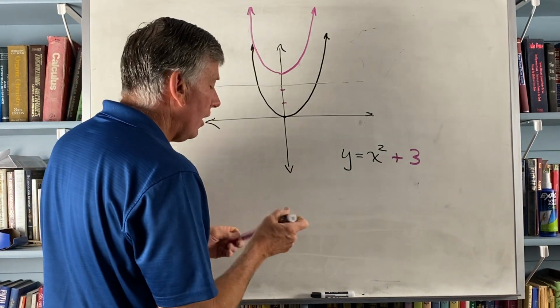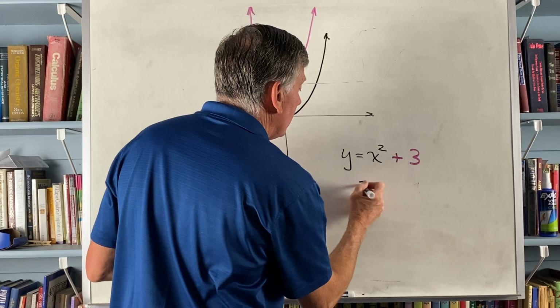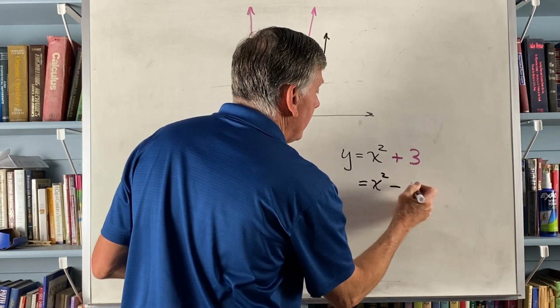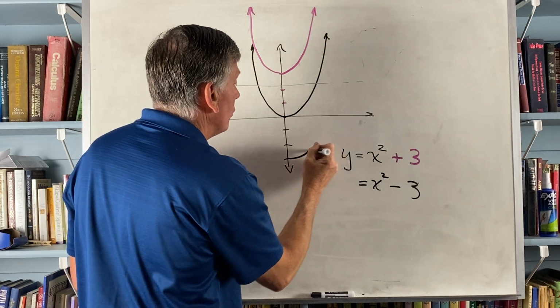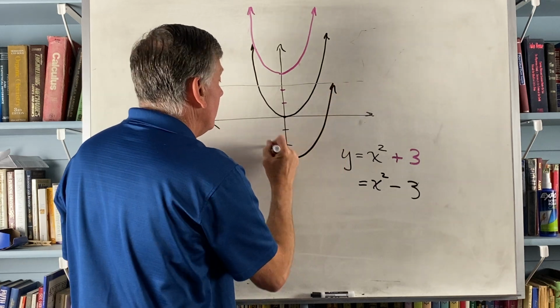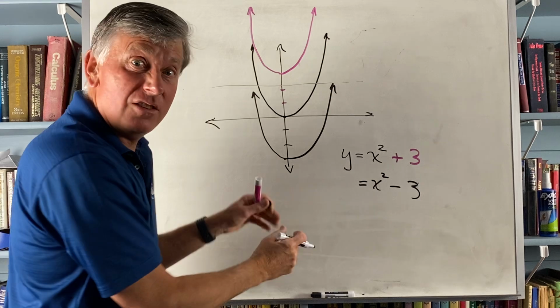I can shift downwards by saying x squared minus 3. It'll do this parabola. Same shape, the thing just shifts down.